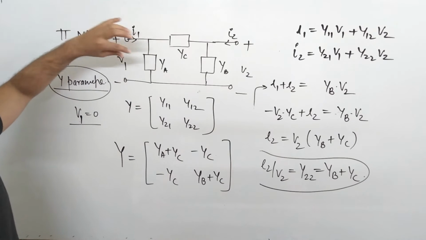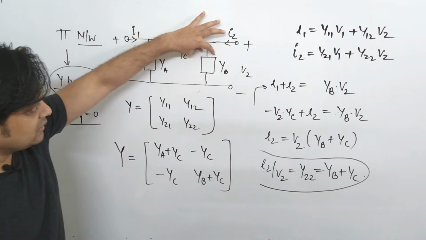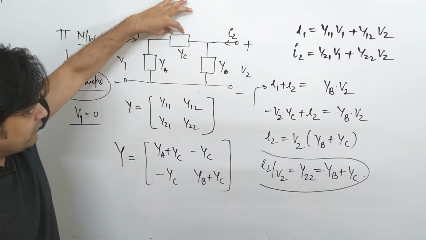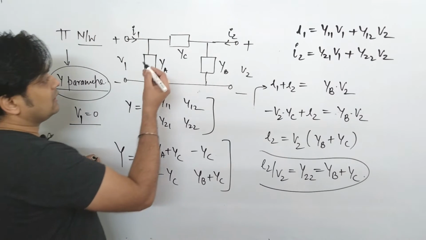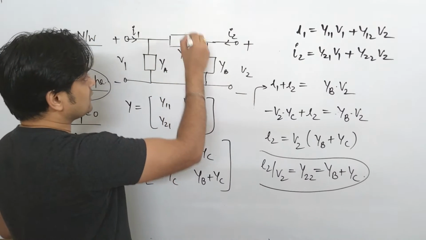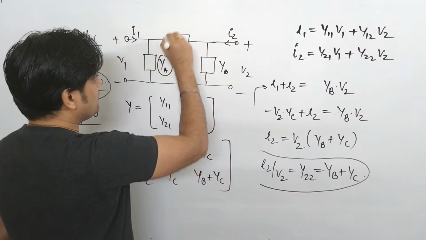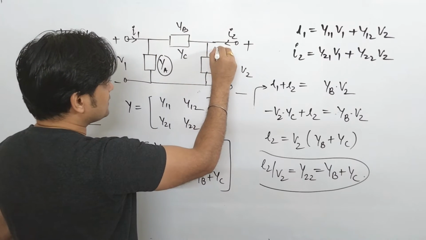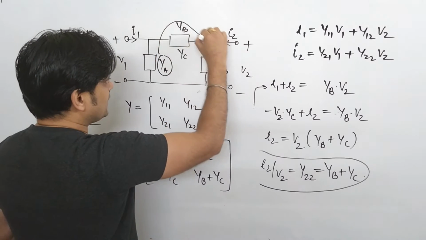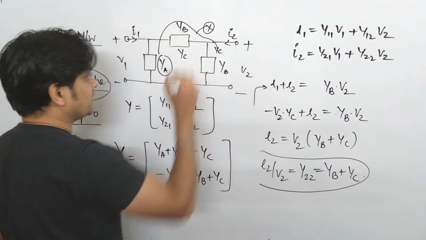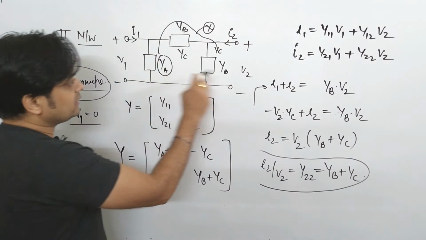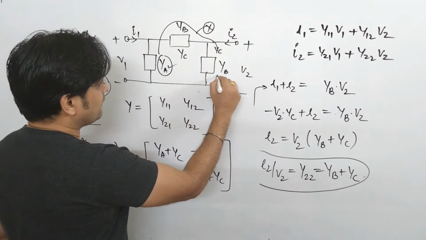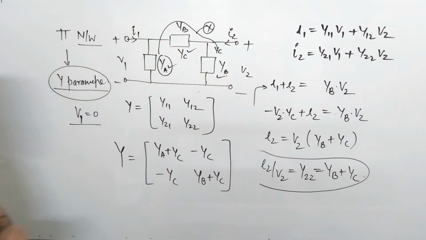The important thing is, just keep in mind this is YA, this is YB, and YC is always kept here. Sometimes confusion arises, you take it in clockwise direction, so you consider this as YB, YA, this as YB, and this is YC. So this direction is incorrect. This is the only direction, that is YA, YB, and YC. Just keep it in your mind. So this is very important. So this is all about the pi network.